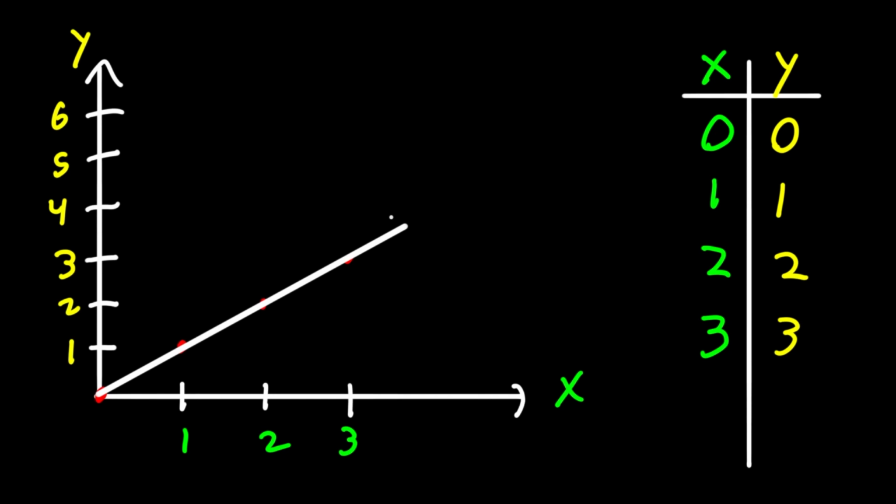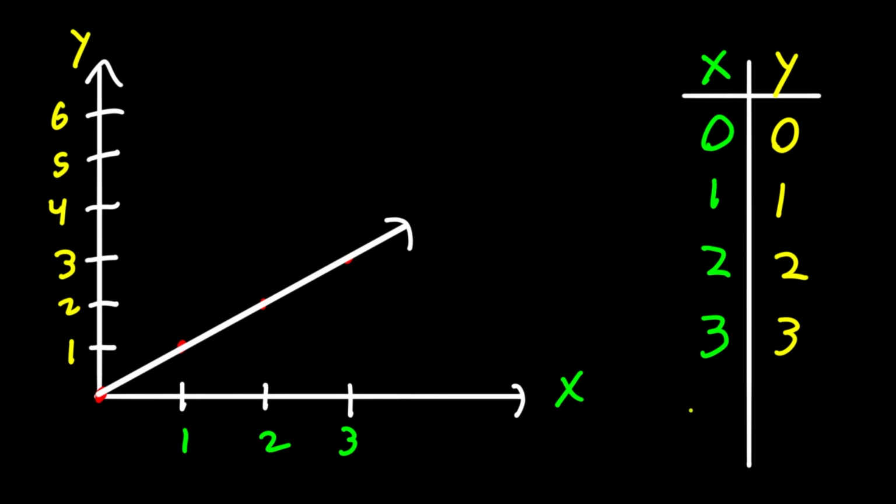Now at the end of the line, we have to draw an arrow. And this is because the line can go on forever. So for example, if I wanted to find where y is when x is 5, I can. Or if I wanted to find what y is when x is 100, I can. Or if we wanted to go to x is 1000, we also can. So notice how the line can technically go on forever. We can find points forever.